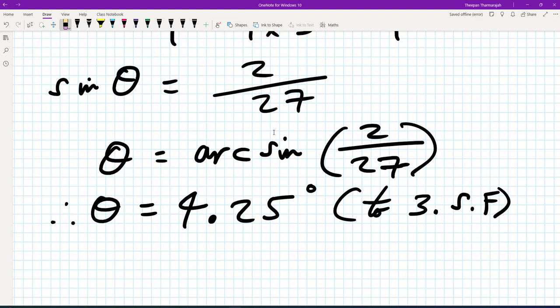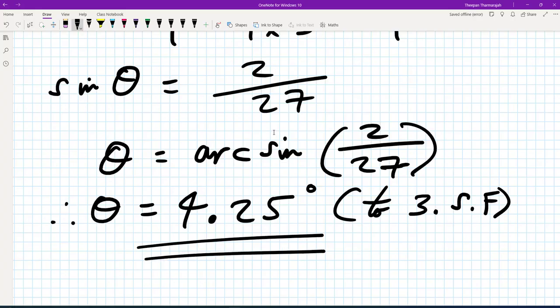And these are our examples of calculating the angle between a line and a plane in vectors.